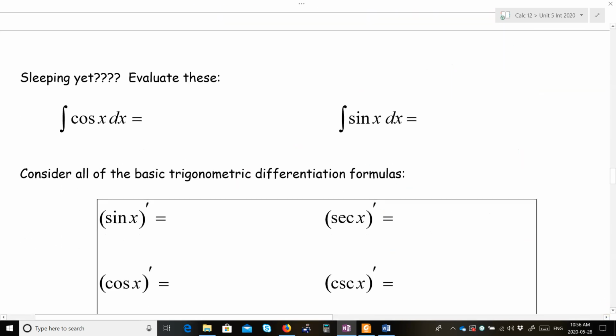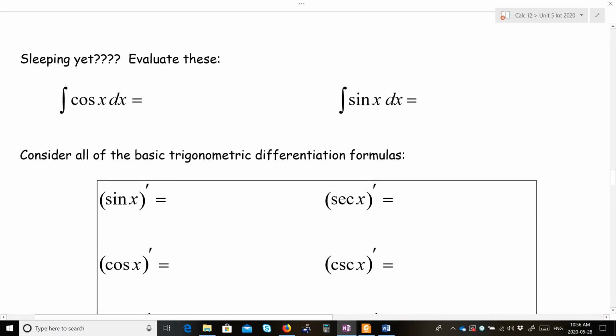All right, and so then it says sleeping yet? Because hopefully that's pretty easy. Evaluate these. What is the integral of cos x dx? Where we have to say, okay, what original function would I have to have that has a derivative of cos x? Well, that was sine x plus c. The derivative of sine is cos.